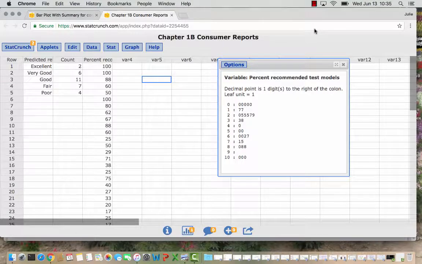In our class, you can either draw your stem plots by hand, or you're welcome to put the data in StatCrunch and let StatCrunch make the stem plots for you.